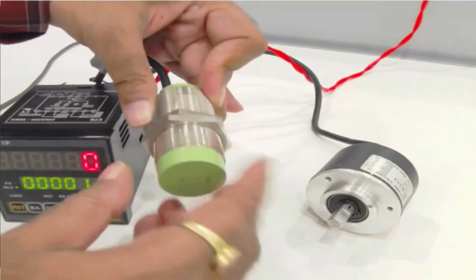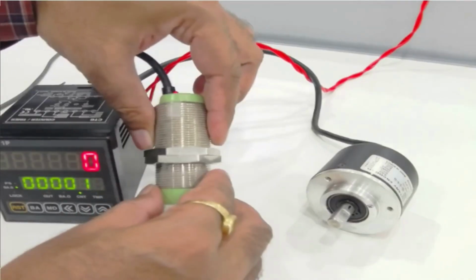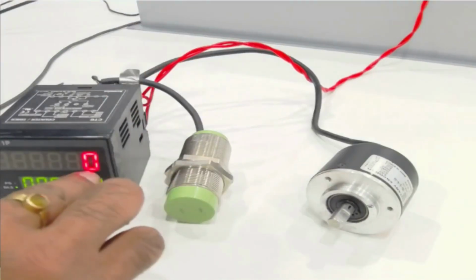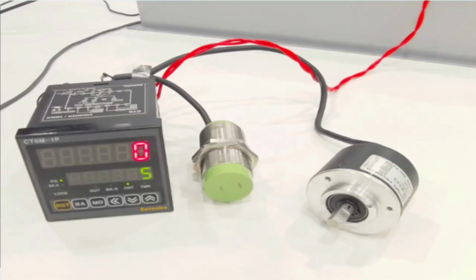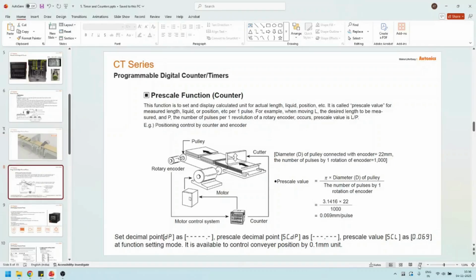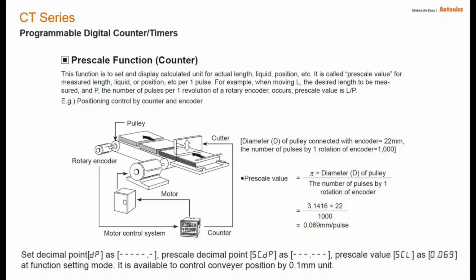So yeah, once the sensor is triggered, we can see the batch counting value got reset. Let's take a second example now. The second example is with respect to the prescale value function that is available in counters. Using counters, we can also do cut to length application.